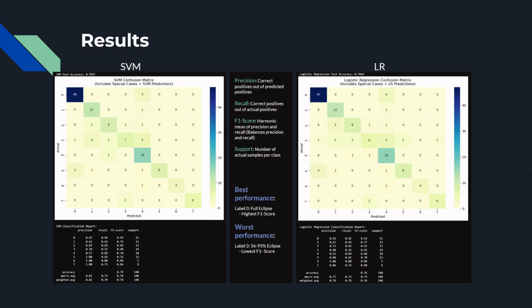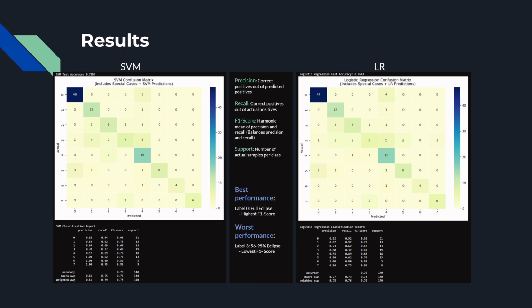And here are the results of using SIFT and bag of visual words. For SVM, we got an accuracy of 78.57%. And for LR, we got an accuracy of 76.43%. On the bottom of each confusion matrix, we can see the classification report, which holds the values for precision, recall, F1 score, and support of each class. For precision, it is the correct positives out of predicted positives.